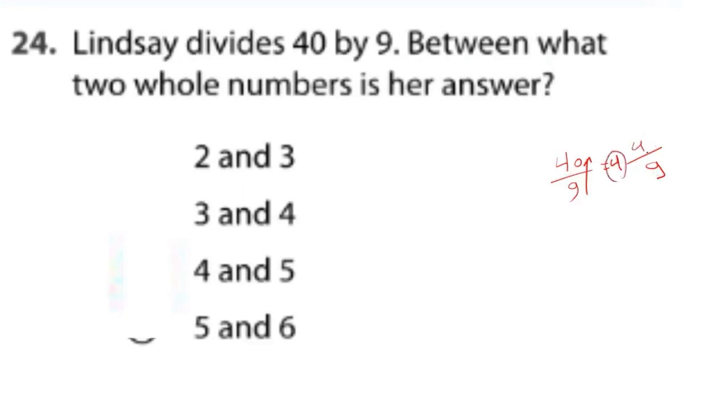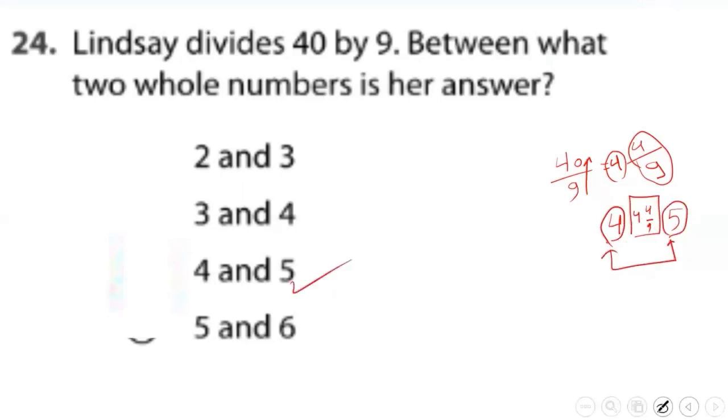So maybe the answer is between 4 as a whole number and, if we estimate the fraction as 1, 5. This mixed number, 4 and 4 over 9, will be between the whole numbers 4 and 5. So I think the answer here is 4 and 5, number C. As I told you, copy the answer, everybody. And this will be the last point in our session today.